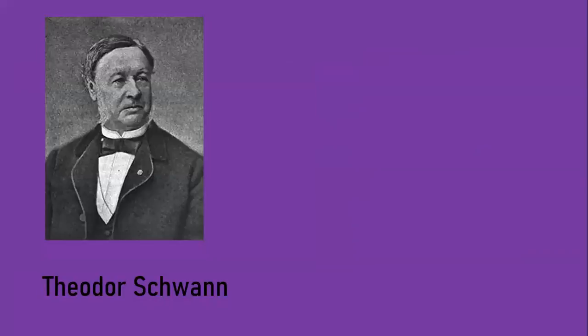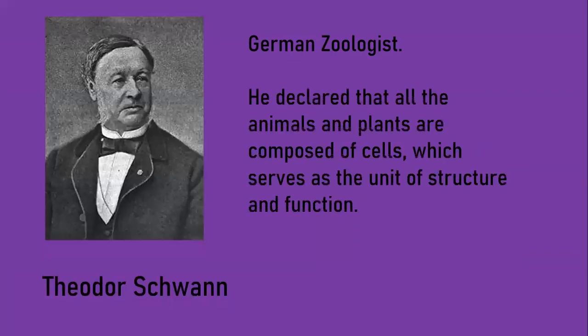He was a German zoologist. What he did, he declared that all the animals and plants are composed of cells. Means he is also agreeing with what Robert Hooke has said. So the German botanist said yes, plants are made up of cells. The German zoologist is saying that animals and plants both are made up of cells, which serves as the unit of structure and function.